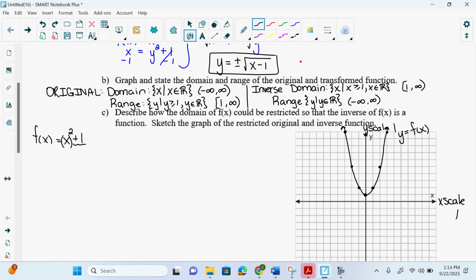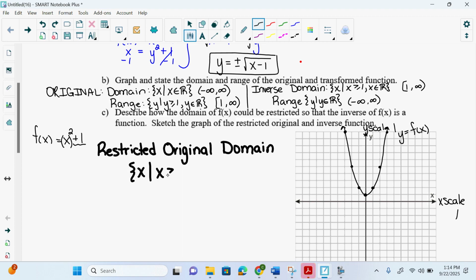So I'm going to restrict, you guys can write this, restricted original domain to be x such that x is greater than or equal to 0, x an element of the reals. So even though I drew the whole graph, am I going to keep the whole graph? No, because then the inverse is not going to be a function.